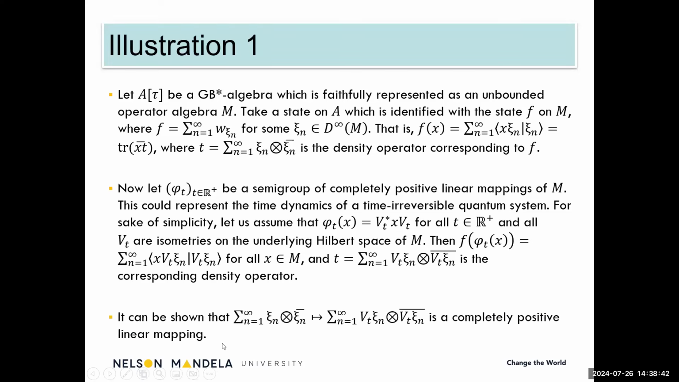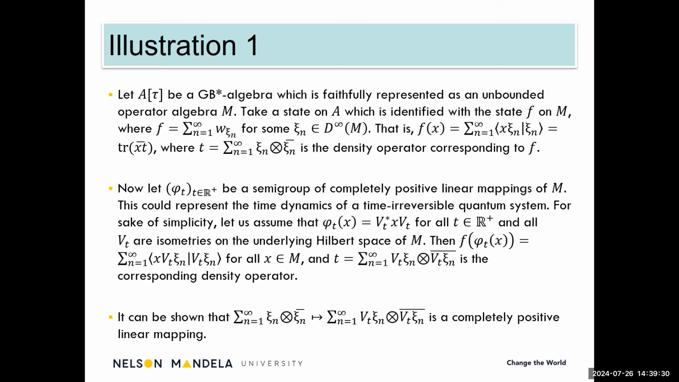And now one can show that if you take an operator space which contains the density operator t in the first bullet, and you consider the mapping going from the one operator space to the next, which we define as this, so the mapping which maps you from this density operator to the next density operator under the transformation, that's now t units of time later under this time dynamics. Then this can actually be shown to be a completely positive linear mapping.